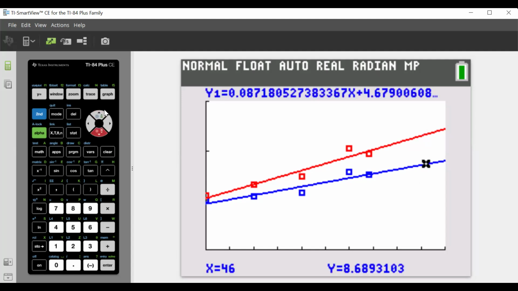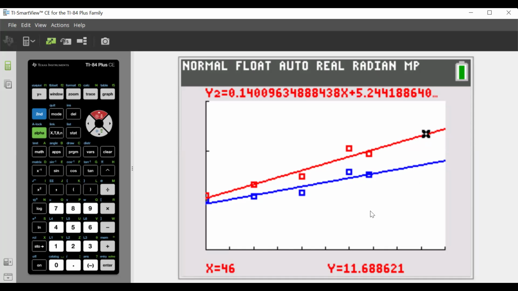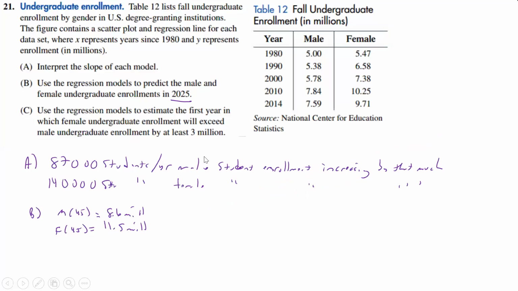Now, that's again with rounding. That's 6, 8, and then it's got a 9 here and an 8 here. So it's not exact, but it's going to be in that year. So what we can say is, the first year will be for part C, it's going to be 46 years after 1980. So 2026 will be the first time female enrollment exceeds male enrollment by at least 3 million. Okay. And so that would be what we get on that problem.